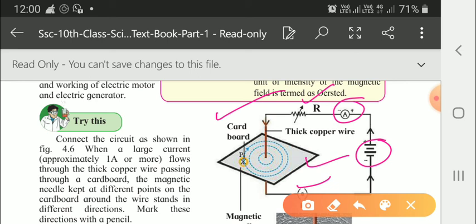Now here again, first of all we have to take a large current that should be 1 ampere or more than that. Then it flows through the thick copper wire passing through the cardboard. You can see, children, I'll show you with a different color. Just see.